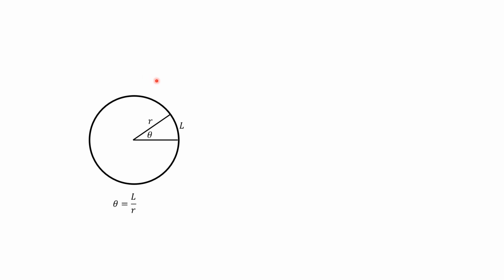Okay, so let's begin by recalling the definition of an angle theta from basic geometry. So remember that an angle is defined by the length delimited by the angle divided by the radius of the circle. So the angle theta is the length L divided by the radius R.